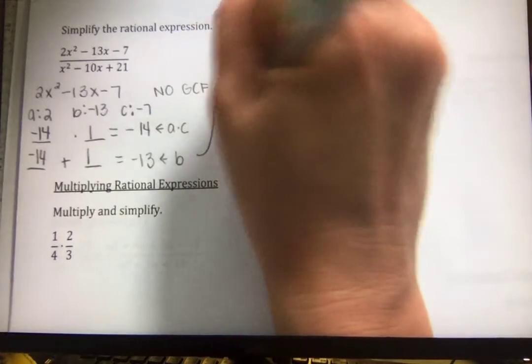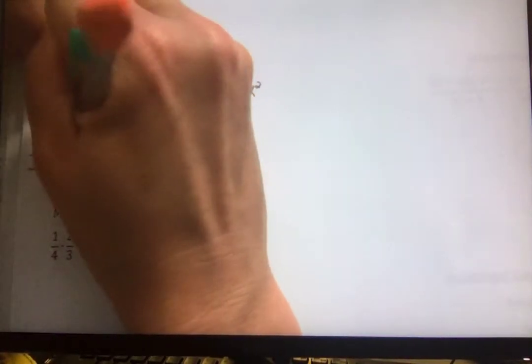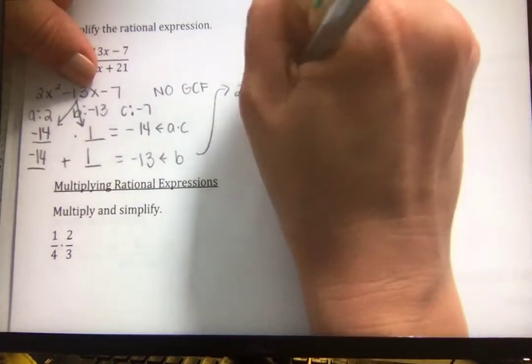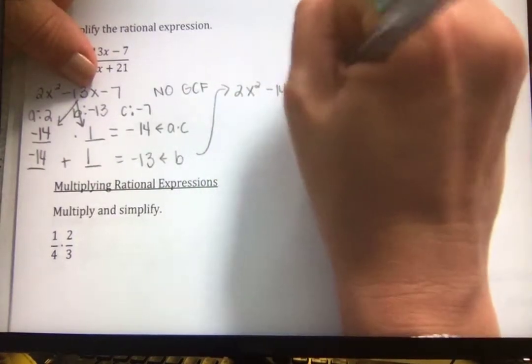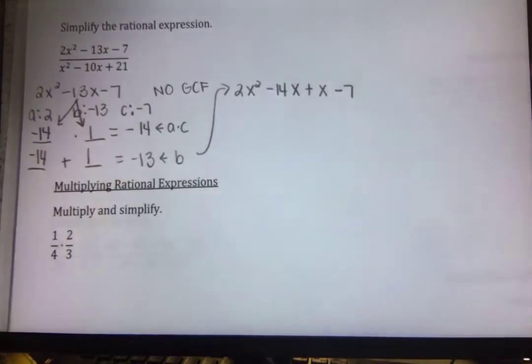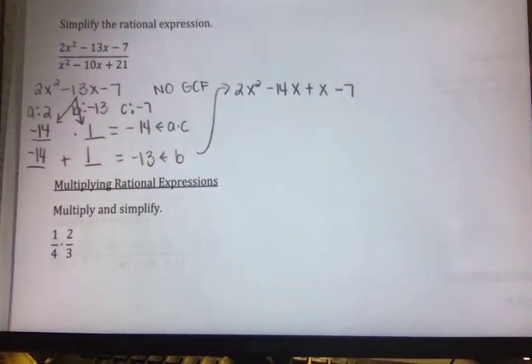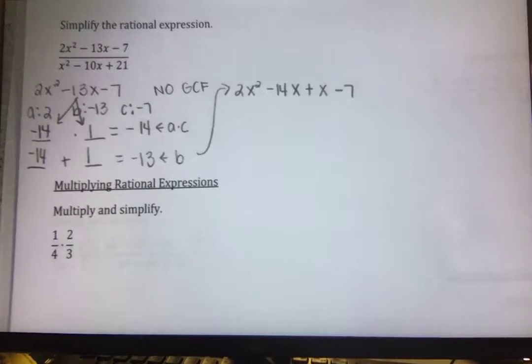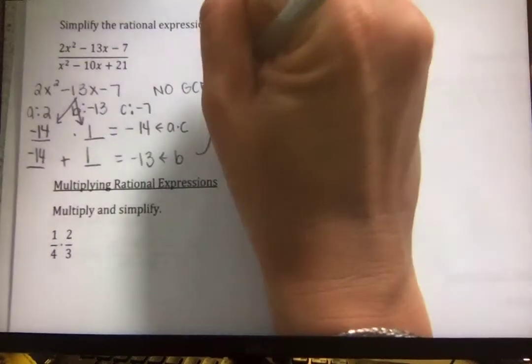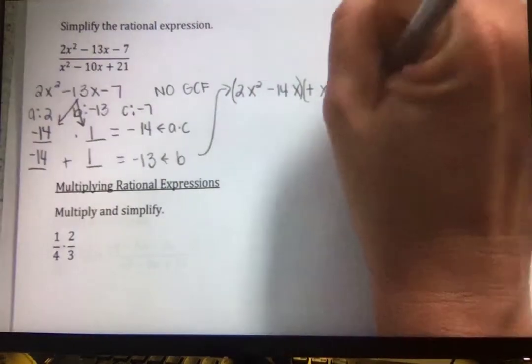Unfortunately, because A is 2, A is not 1, so we have to go through and factor by grouping. So 2x squared, instead of our negative 13x, we're going to split it up using the numbers in our blanks. So minus 14x plus 1x minus 7. If you notice, this section is not about factoring. We spent all last section on factoring. So that's why I'm just rolling through this, because we need to focus on stuff that's for this section. So now we have factor by grouping. I can group the first two, group the last two.